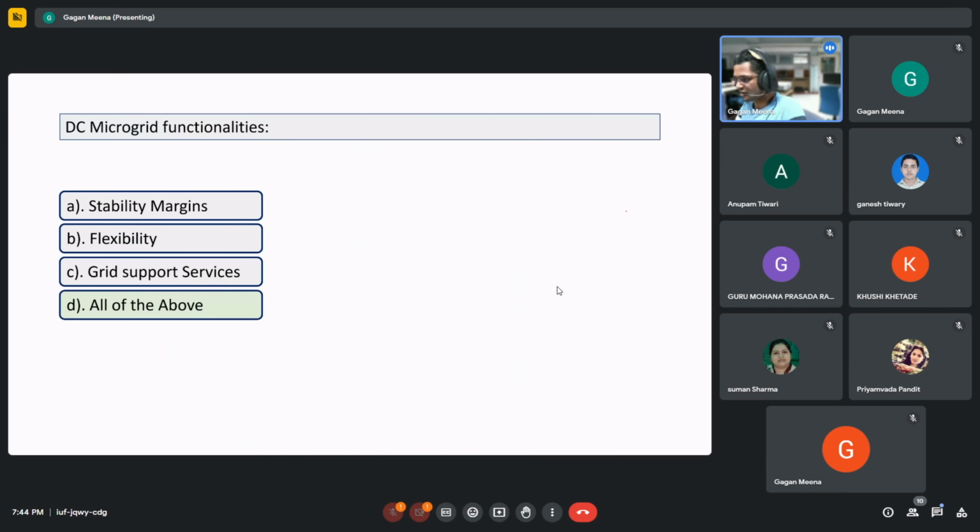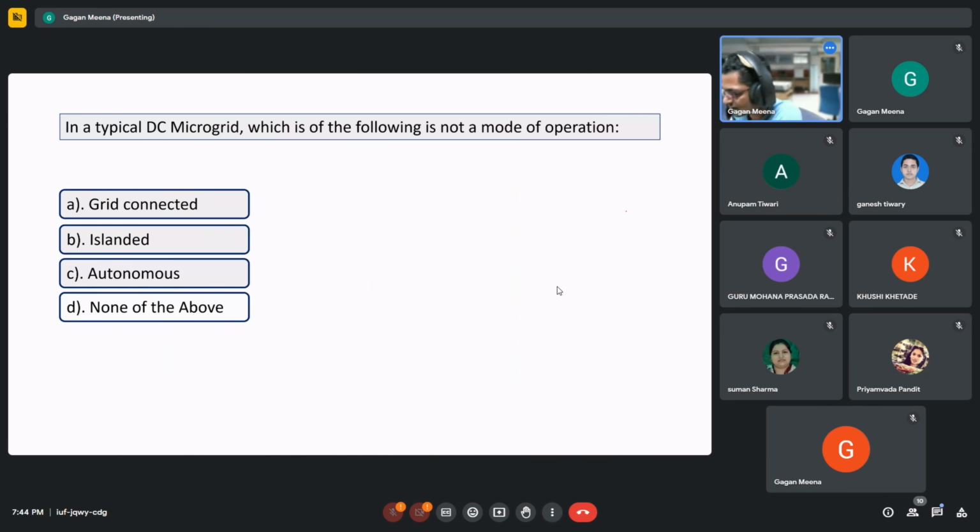There is one figure. Next one. Next is, yes: a typical DC microgrid, which of the following is not a mode of operation?